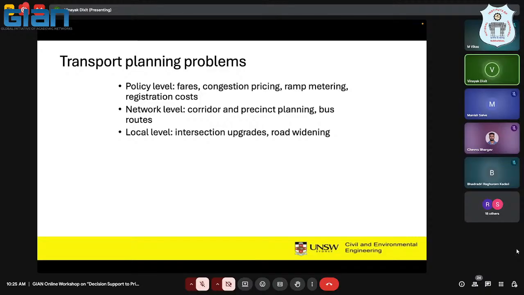So transport planning problems can be considered across three areas. One is the policy level, which is looking at fares, congestion pricing, ramp metering, registration costs. We also talked about fuel excise, etc. Then the network level, which is more corridor and precinct planning, essentially associated with the comprehensive mobility plan. And the local level, which is more a traffic engineer's job around intersection upgrades and road widening.